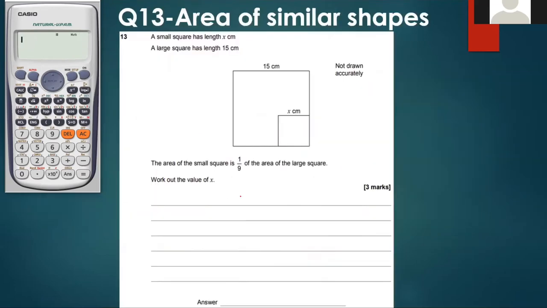What we're going to do is look at this question: the small square has a length x centimetres, and a large square has a length 15 centimetres. So the area of the small square is 1/9 of the area of the large square. Work out the value of x. What we've actually got here is an area of one and an area of another, which is 1/9 of them.